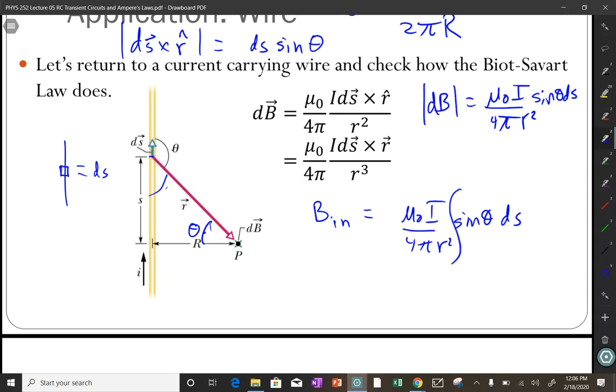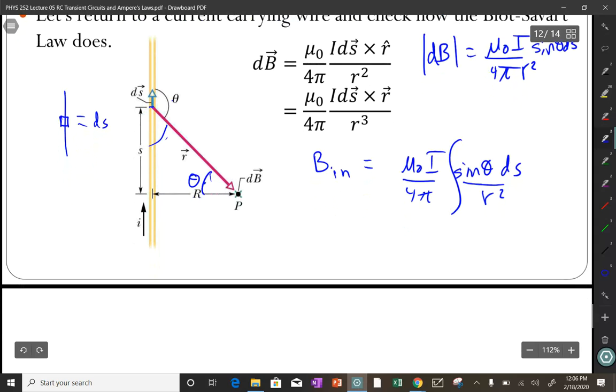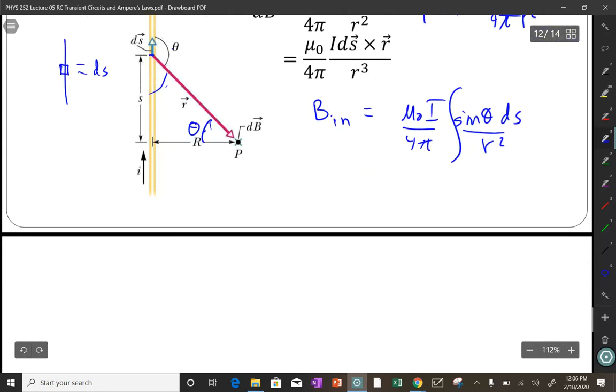Trigonometry. That sounds good. Oh, I put r outside. That's a problem too, because r is now a variable. I have three variables. So let's see what we can do here. Oh, I know. We can do exactly what we did before when we did the line integral with Coulomb's law.